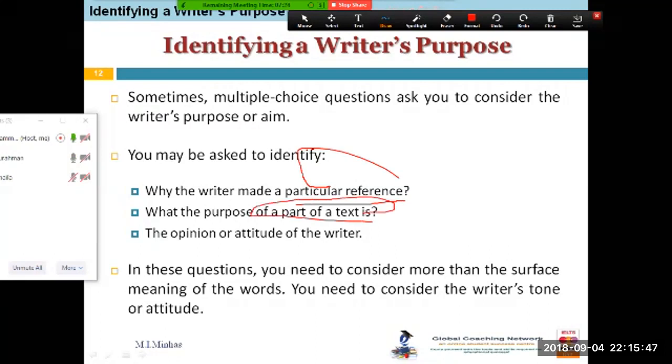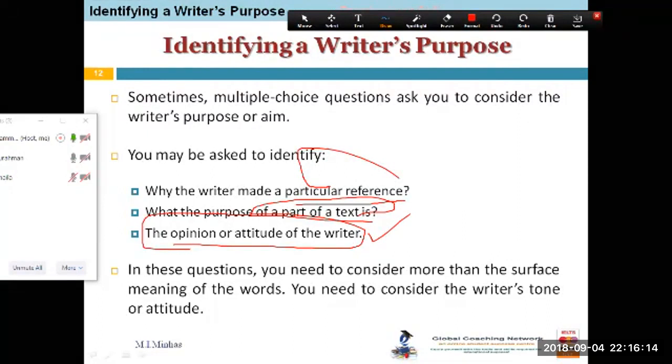Then the opinion or attitude of the writer, and we have already covered this opinion and attitude thing, in which there was a question about changing diet, and the question asked what the writer's attitude was: he was excited about the change in diet, he was worried about it, or he just gave a neutral account of some study. I hope you remember that.